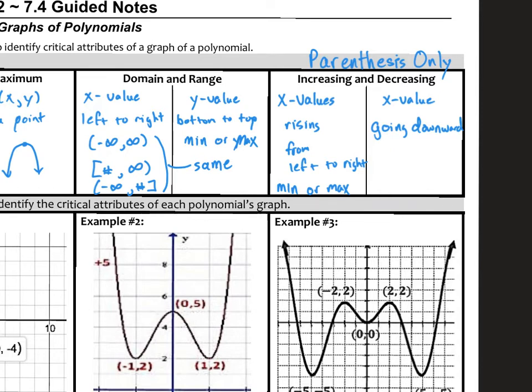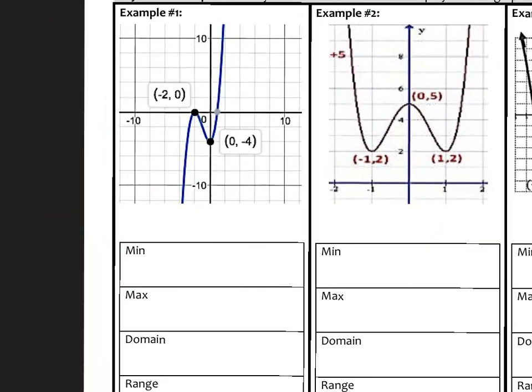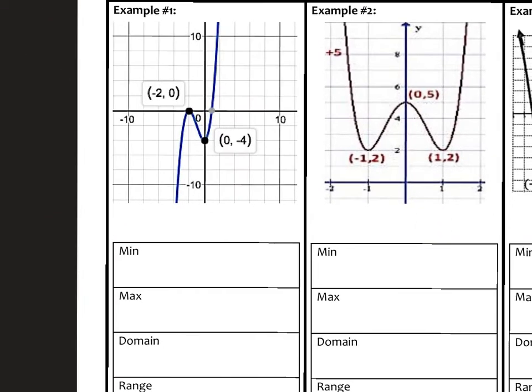Okay, let's dive into some of these examples. If we look at example 1, we do see a relative min, right? We have this relative min here at 0, -4. That's a low point there. So I'm going to go ahead and write 0, -4. It's a point. We also have the relative max here at -2, 0.